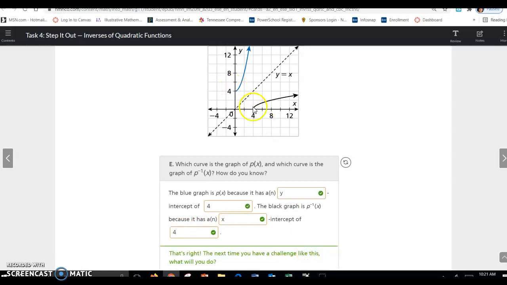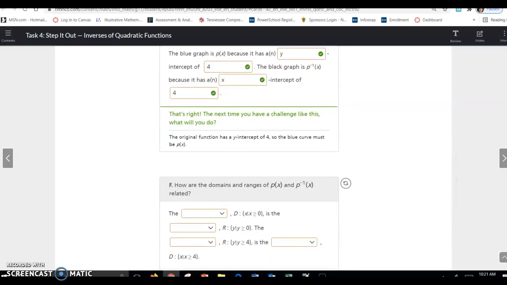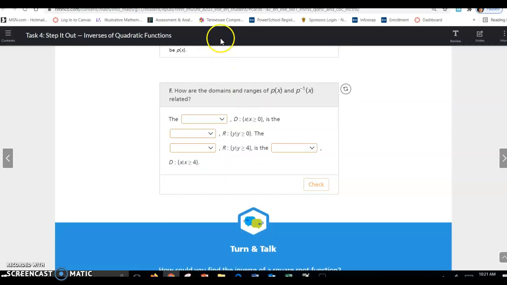So you can see that these two would switch. The y-intercept and the x-intercept, those are inverse points there on the two lines. How are the domain and range of p of x and p inverse of x related? Okay, so they're opposites. Remember, if you switch the x's and y's, that means your domain and range switch.